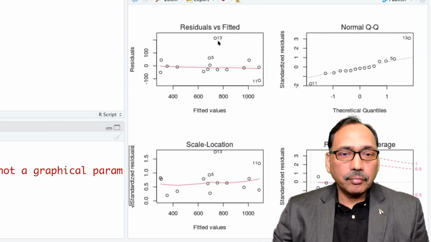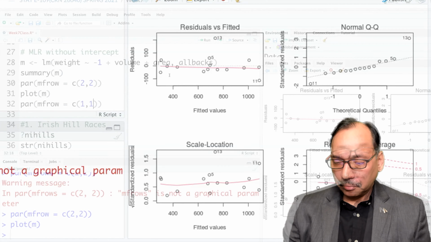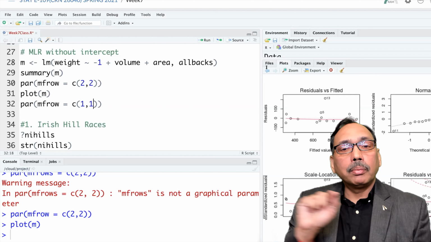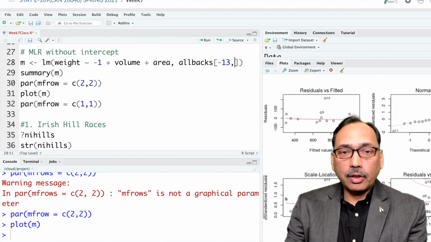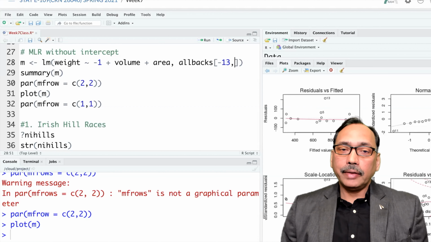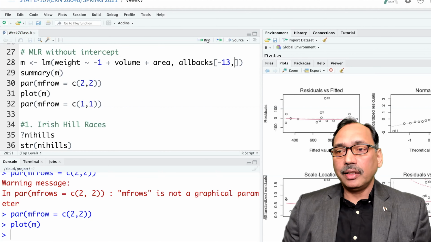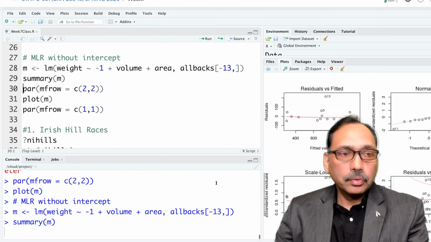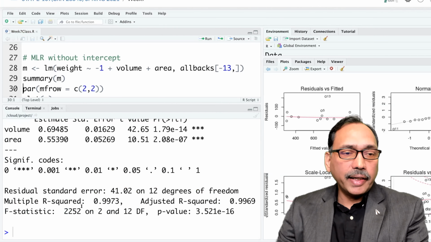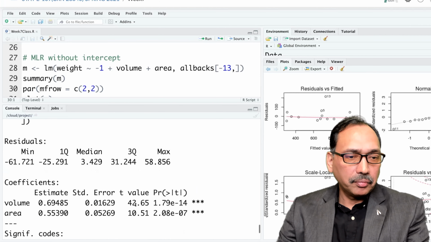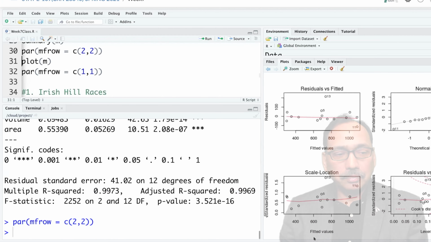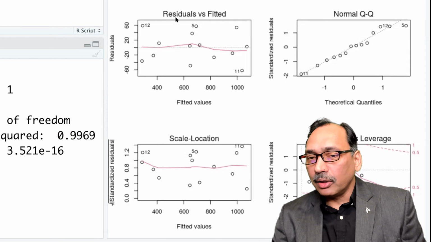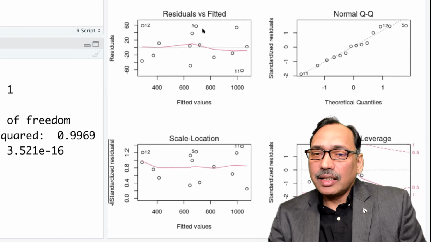We can say in our data set all books, so we want to remove row number 13. So we can say -13 for the row and then put a comma. After that, if you don't mention anything, it means all the columns. You run that, so there's likely to be improvement in some of the metrics. But now if you again do the diagnostic plot, obviously 13 will not be there, but R flags other data points.